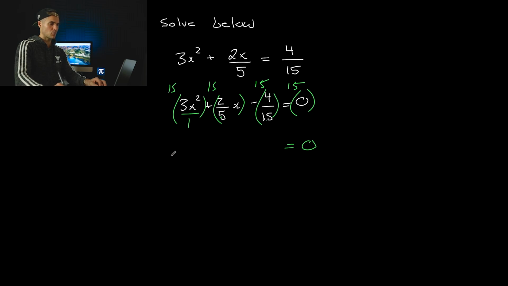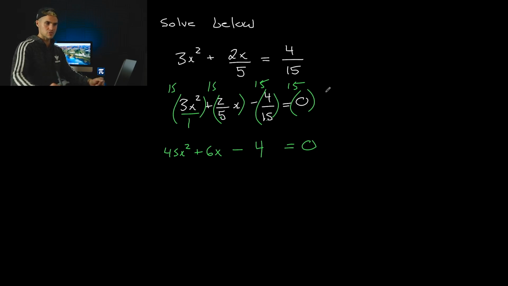15 times 3 over 1 is 45, so that'd be 45x squared, plus 15 divided by 5 is 3, times 2 is 6, minus, the 15's cancel out, so we got minus 4, like that. Okay, and then this over here, I don't think that this is going to factor smoothly, and even so, we're dealing with fairly large numbers here, right? So 45 times negative 4 is negative 180.